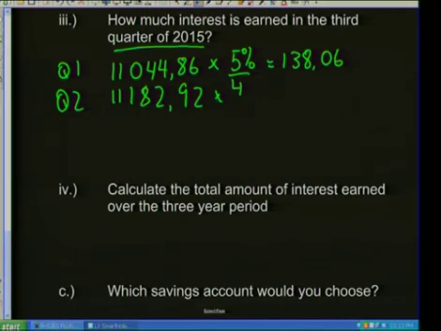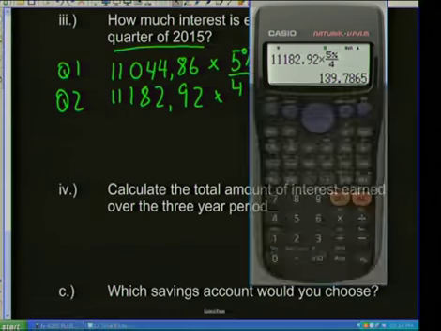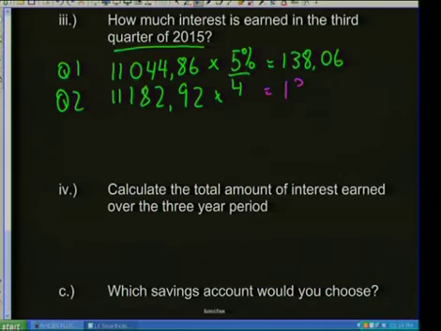Again, times by the 5%, and I'm going to do this actually as timesing it. Let's see if we can do this in one step. Times that by 105% and divided by 4. Okay, but that didn't work, so let's just go back. 11,182.92 times by your 5% over 4. Again, I get 139.78, and then carry on doing this, or let's quickly do this. 139.79, and finally add that.